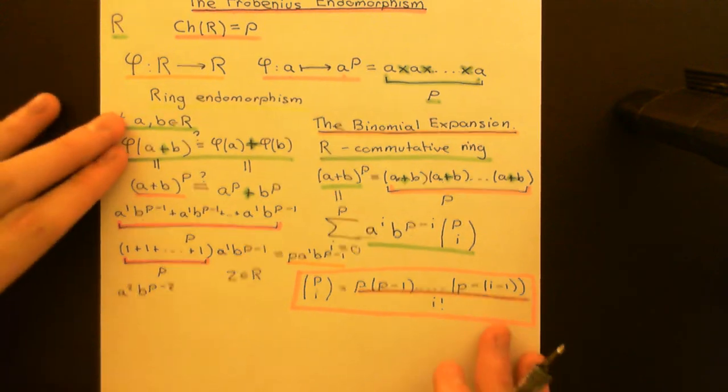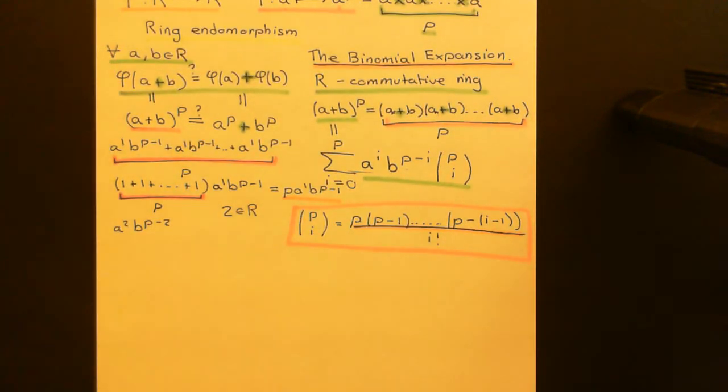Okay, so you do need it to be a commutative ring in order for the binomial expansion to work, but you certainly don't need the characteristic of the commutative ring to be a prime number.